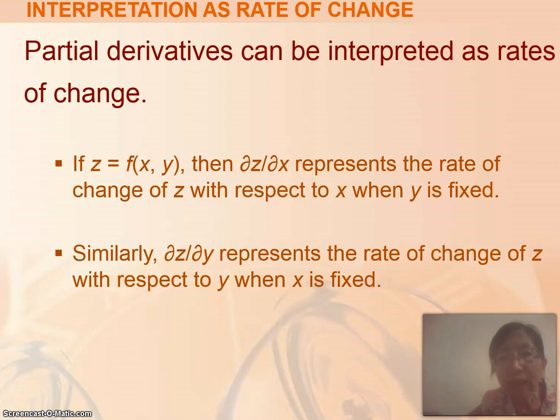Partial derivatives can be interpreted as rates of change. If z equals f of x, y, then dz/dx represents the rate of change of z with respect to x when y is fixed. Similarly, dz/dy represents the rate of change of z with respect to y when x is fixed.